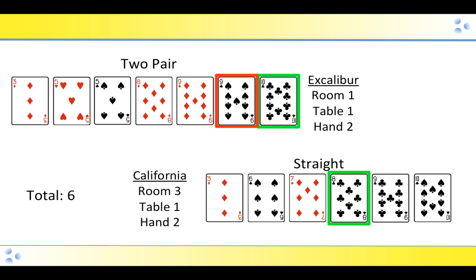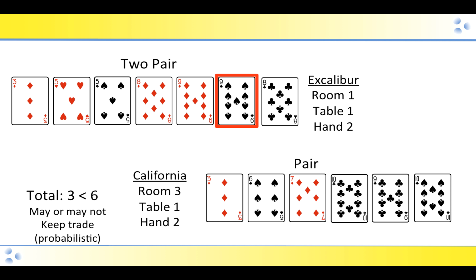So what if we were to trade these 2 cards? We'll randomly pick one card out of each hand and say, let's try trading these 2 cards. So we'll swap the 2 cards, and when we rescore the 2 hands, we have 2 pairs still, nothing changed in the top hand. And now the bottom hand only has a pair. And so our new total score is 3, which is significantly less than the 6 that we had. But we still might trade it. And whether or not we trade those cards anyway, even though it's not good, is determined probabilistically.